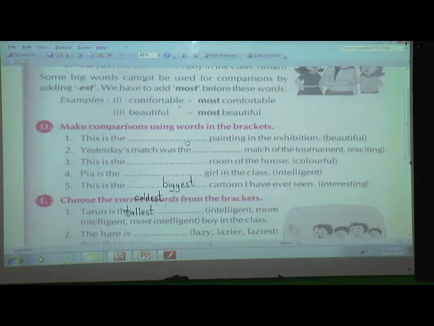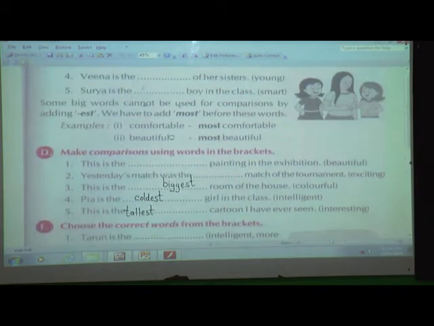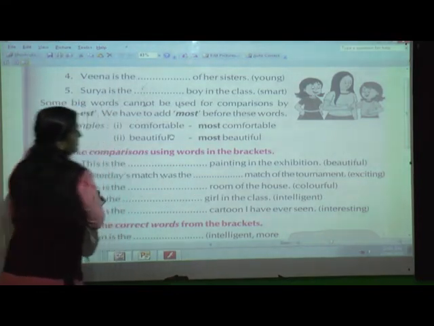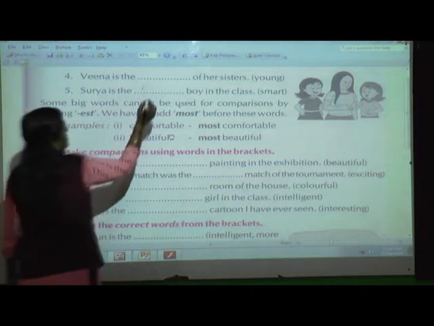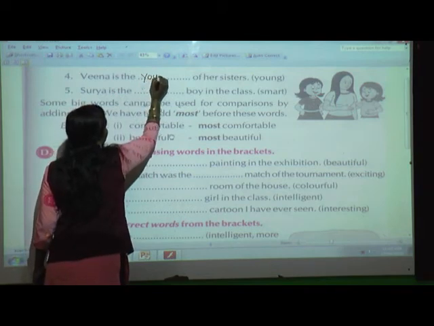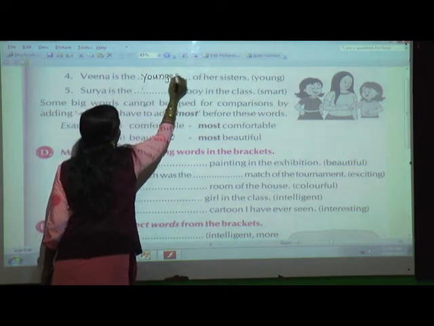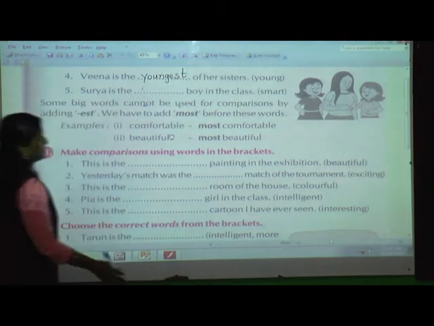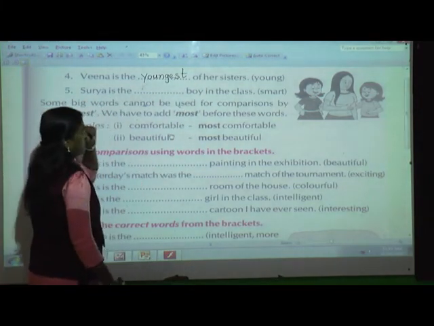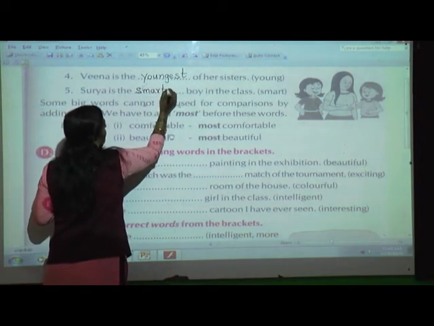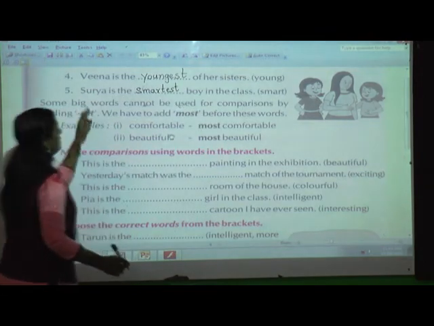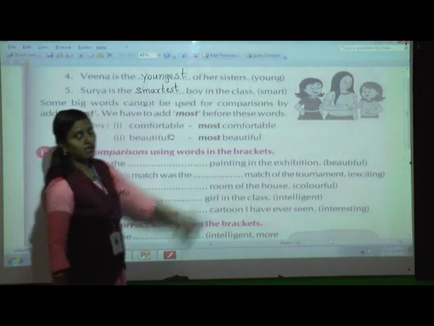Okay, now you can come on to page number 37. Be fast. Veena is the dash of her sisters. Yes, youngest. If you will see, Veena has been compared with many of her sisters. Surya is the dash boy in the class. Yes, smartest. Okay, Surya has been compared with many boys in the class.